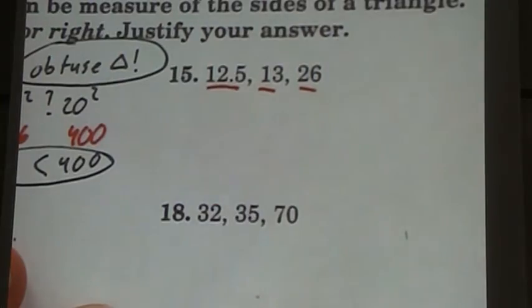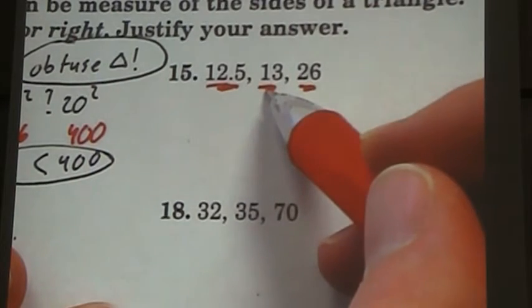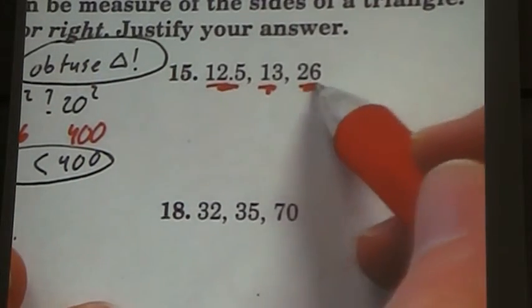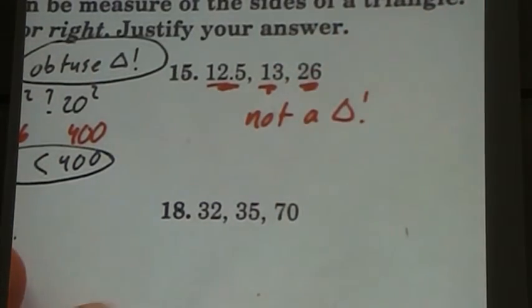And 15, this is a sneaky one. And again, you probably won't see this much on your assignment with IXL. But with this one here, you got a 12.5, a 13, and a 26. Wait! The two smaller guys do not add up to something bigger than this side. 12.5 and 13 add up to 25.5. So this is not a triangle. Sad day.